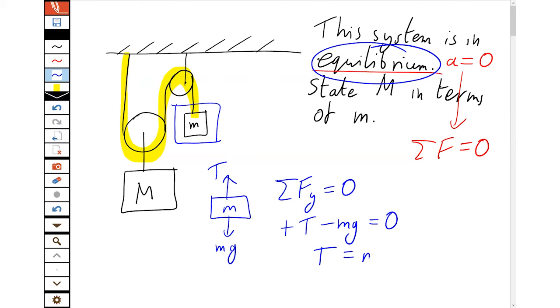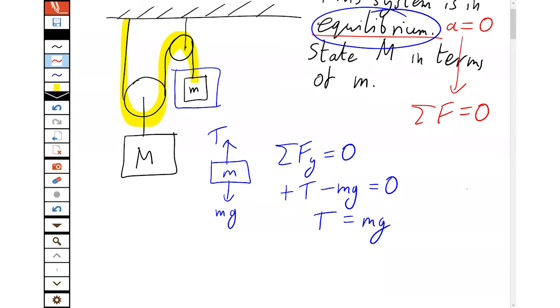So the tension is the weight. So we're definitely halfway through now. That's not what we're asked, but we found something out. And that always means we're halfway through. So what do we look at next? Well, next, we look at how the big mass is connected to the same rope. So we look at this.